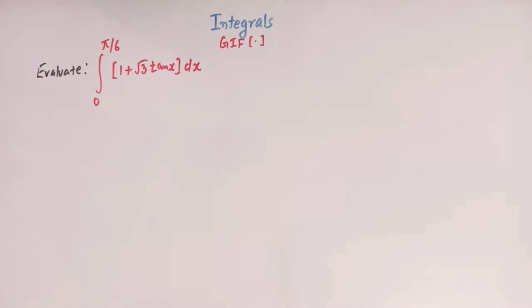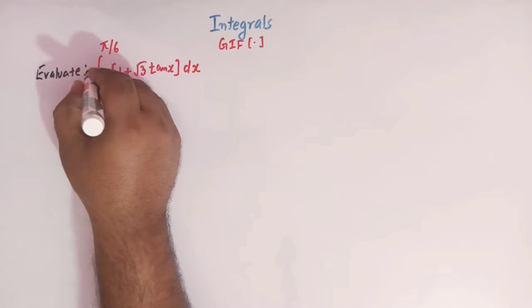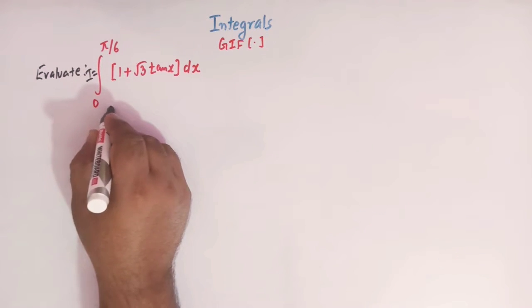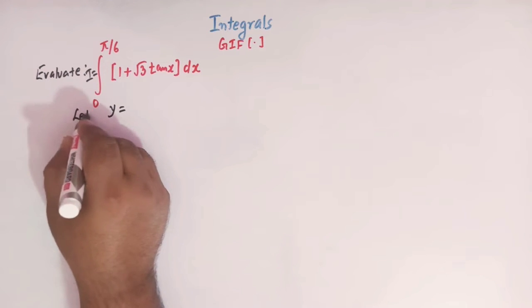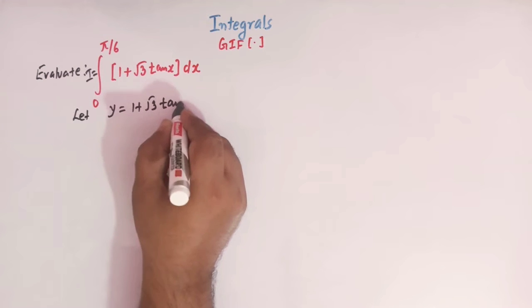Now we'll solve this integral by the method of substitution. We may also use the method of inequalities, but here we will prefer the method of substitution. So let us first take this integral as I, and let us substitute y is equal to 1 plus square root of 3 tan x.